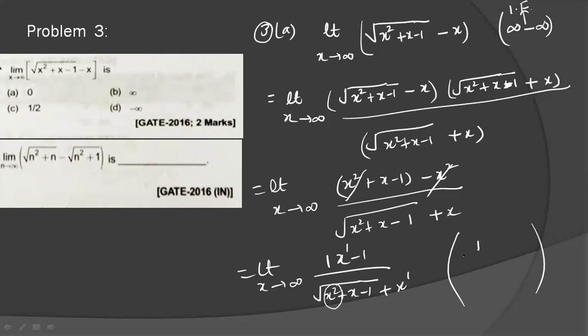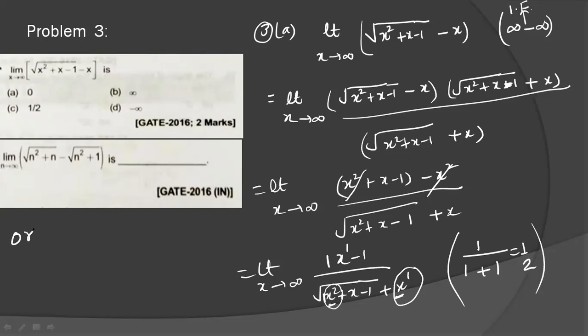The coefficient of x in the numerator is 1, and what is the coefficient of x in the denominator? From x square, the coefficient is 1, then under root will give you 1, and from the second term, the coefficient of x to the power 1 is 1 again. So it will give you 1 by 2.